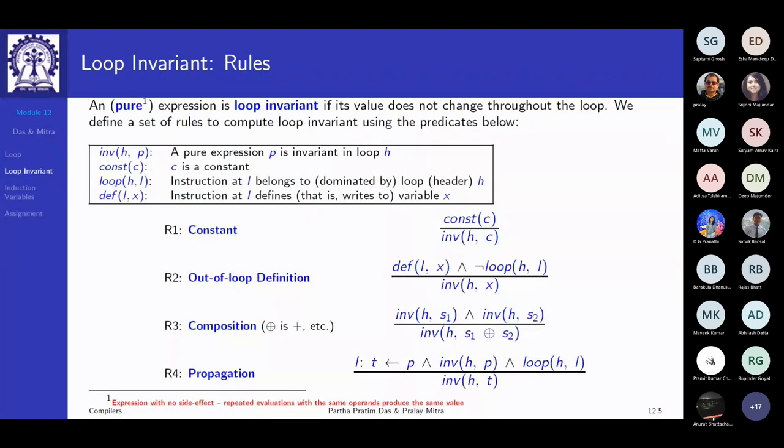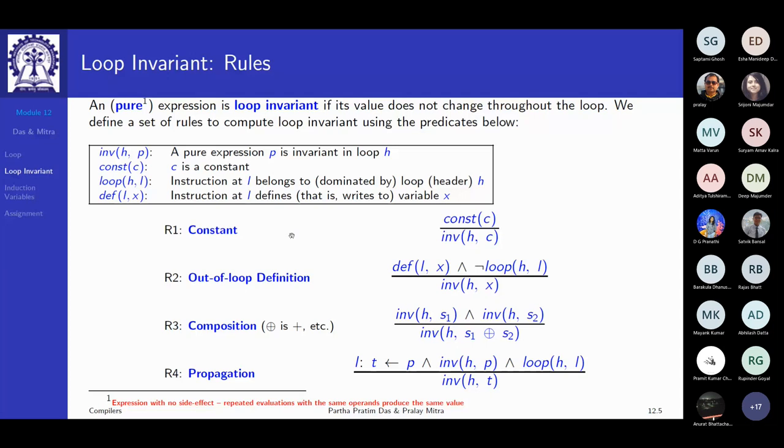Now we say a loop invariant is an expression whose value does not change throughout the loop. And just to highlight, I have qualified the loop invariant expression by saying that it is pure, in the sense that it does not have a side effect. In general, that may not be true. If there is a side effect, then there are more things to be taken care of. But we are right now considering loop invariants which are pure expressions. So they do not have any side effect. They are just expressions, and they do not change throughout the loop.